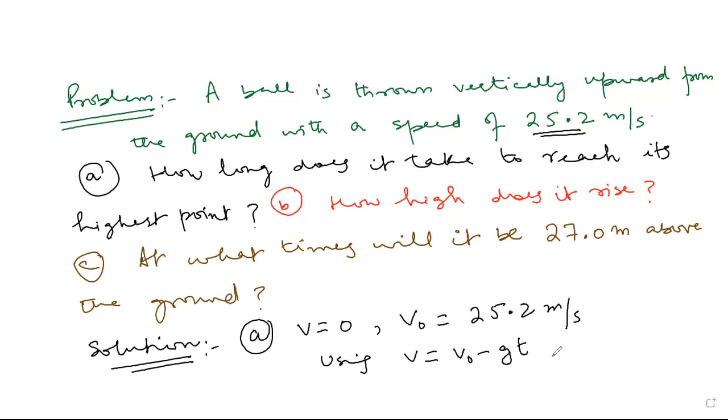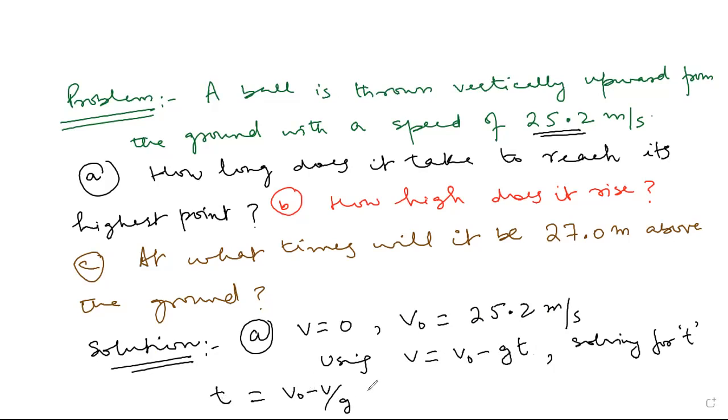So solving for time, solving for t, what we get? t is v naught minus v over g. t is v naught minus v over g.